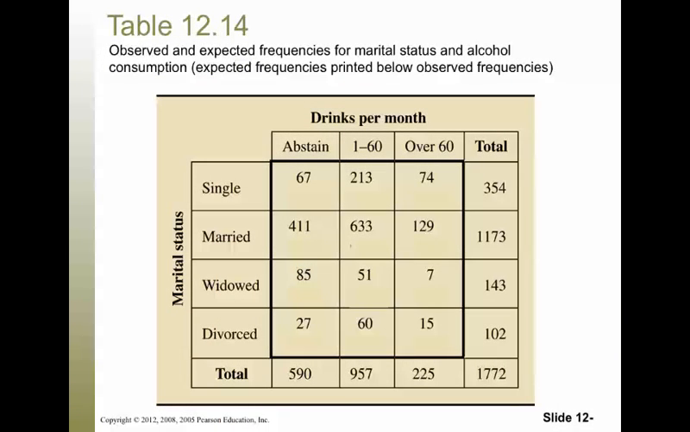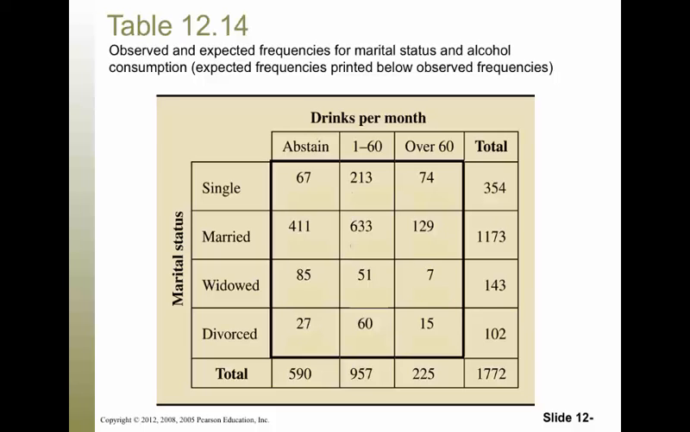Okay, so here, some of these are observed. All these in the box are observed frequencies. So, for instance, there are 411 married people out of the 1772 that abstained altogether from drinking. Okay, seven widowed people had over 60 drinks per month.